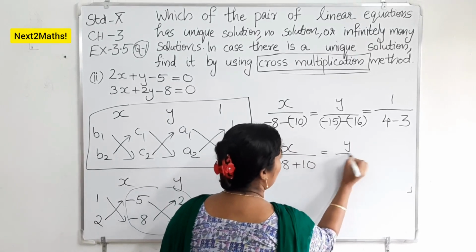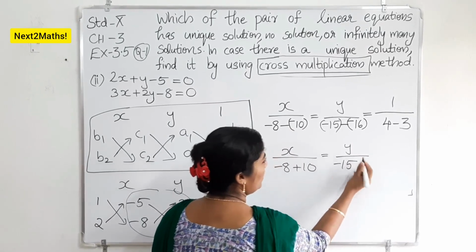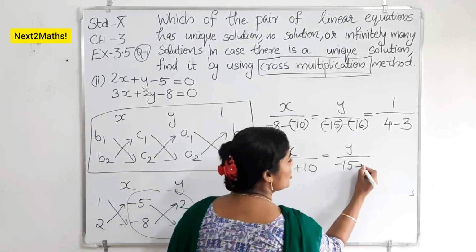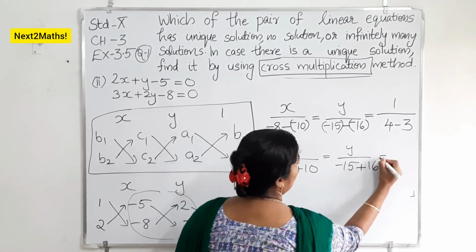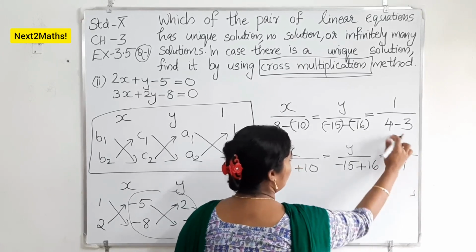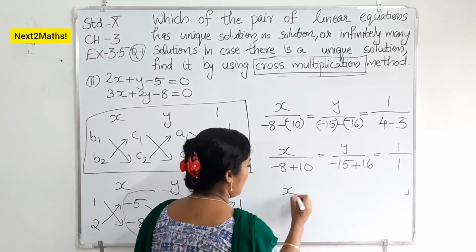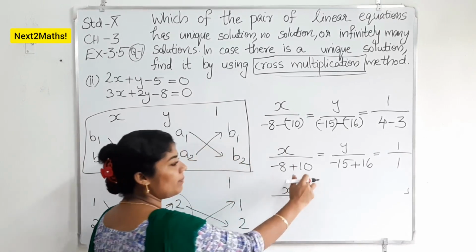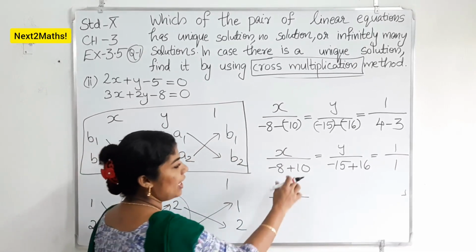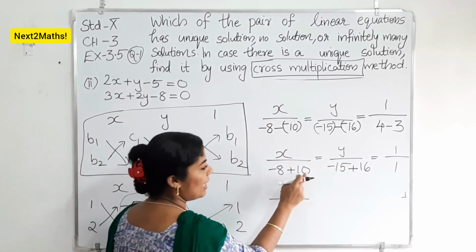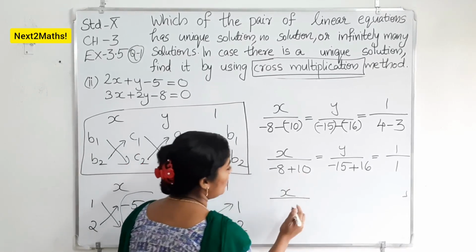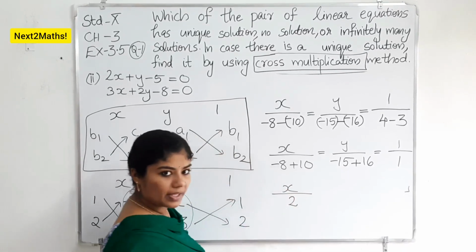Equal to y divided by minus 15. Here also negative is coming. That switch to positive 16. Equal to 1 divided by 1. 4 minus 3, directly write 1. So what is the answer? x divided by minus 8 plus 10. So highest value minus lowest value, and give the largest one, 7. So you got 2. Okay.